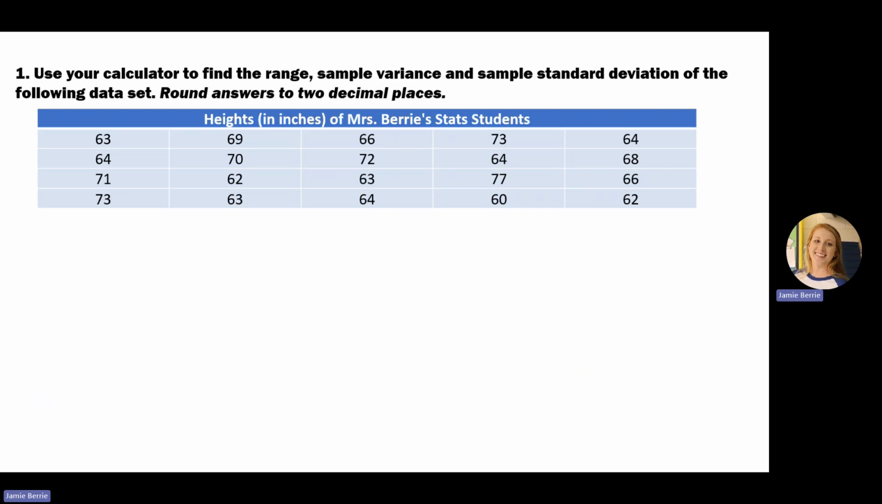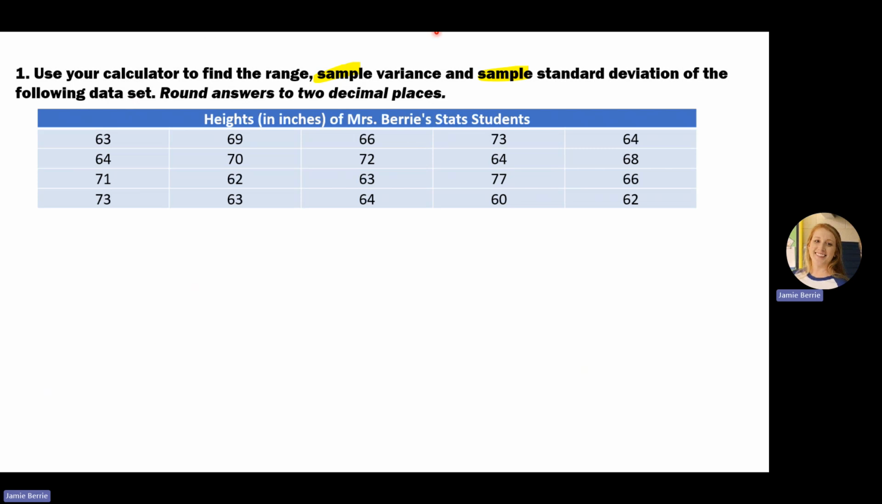All right, so here we have arrived at the calculation portion. We're going to use our calculator to find the range, the sample variance, and the sample standard deviation of the following data set. All right, so the word sample here is important because whenever you look at your output from your calculator, you're going to need to know if you're working with the entire population or if you're just working with a sample of the population. So this is just some random sample that I took of the heights of my students. This is not representative of all of my statistics students. So we're going to be calculating those sample statistics as opposed to the population parameters.